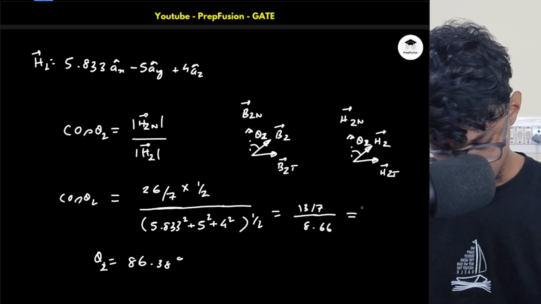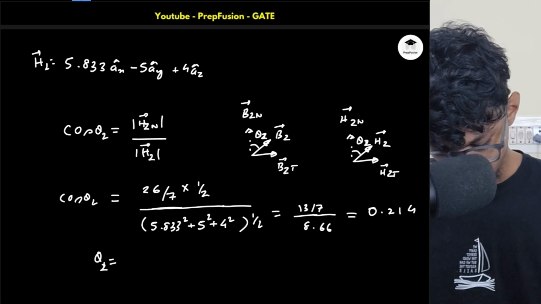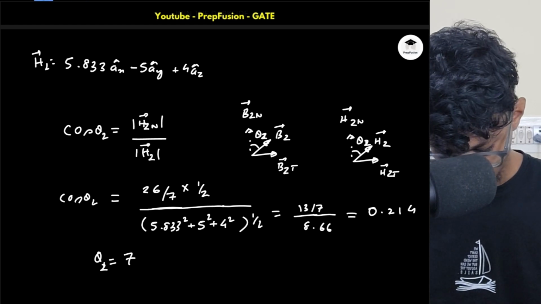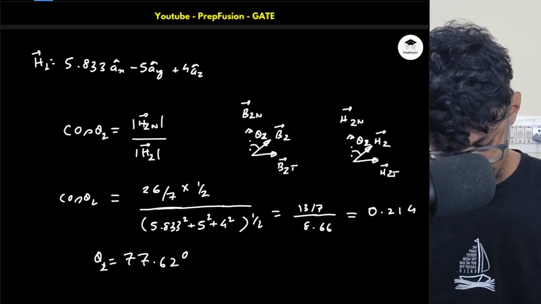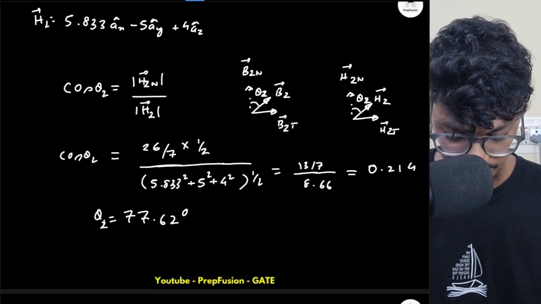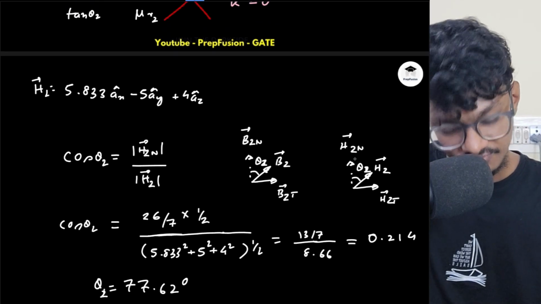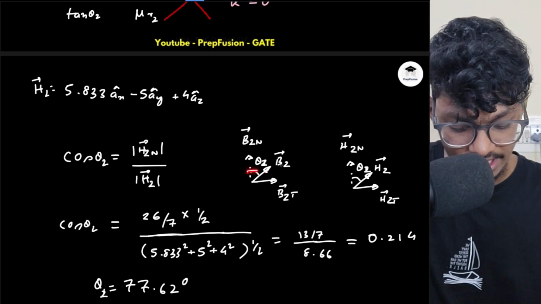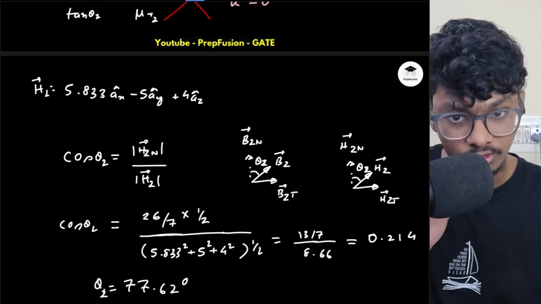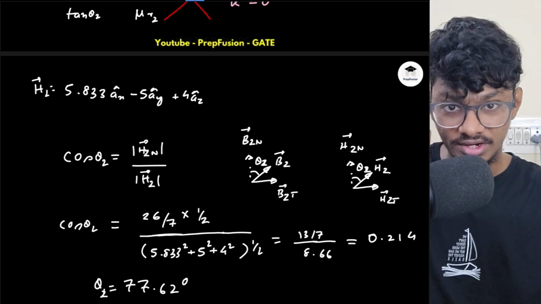Basically this is 0.214 and this comes out to be 77.62 degrees. So this will be the answer. Basically the first one will be 76.273 and the next one will be 77.62 degrees. This will be the angle that the magnetic field intensity and the magnetic flux density, as they are just related with the coefficient, will make with respect to the normal. Okay, so let's do one more question.